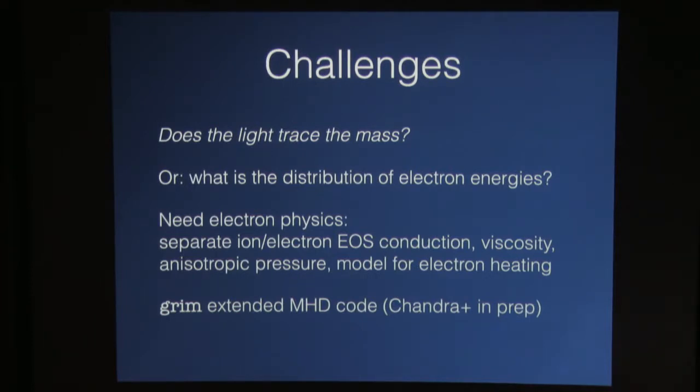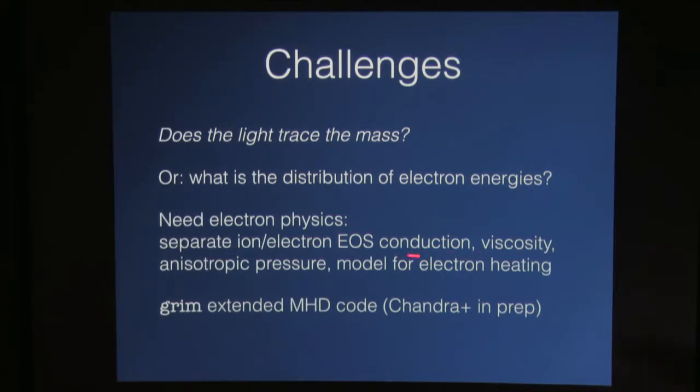We need electron physics. So some of the things one might think about trying to put into this model, because I do not think it's possible to run a full-up plasma direct simulation of this flow. It's simply too expensive. Our separate ion and electron equations of state, separate ion and electron conduction. So in this flow, the mean free path for an electron is something like 10 to the 5 GM over c squared. So that implies that thermal conduction is going to be potentially significant if there are not collective effects that limit the mean free path of the electrons and ions.